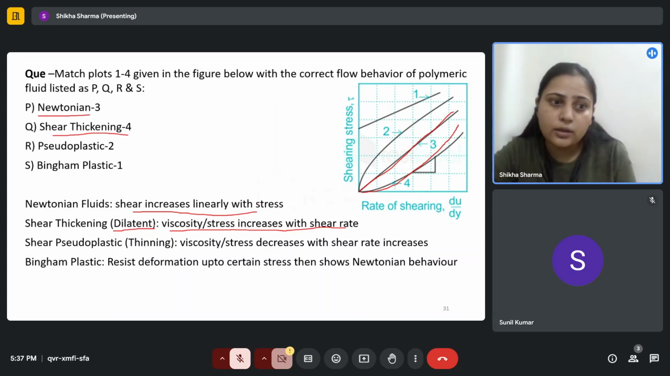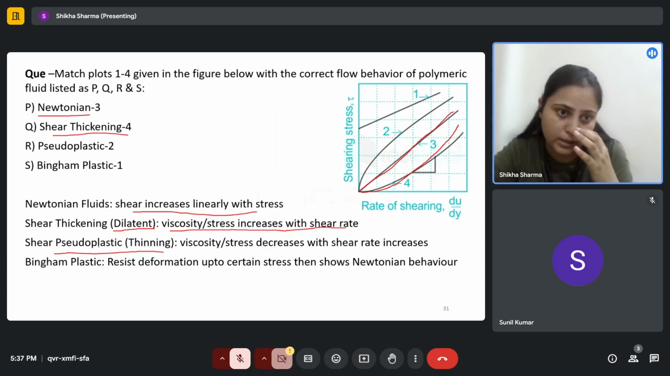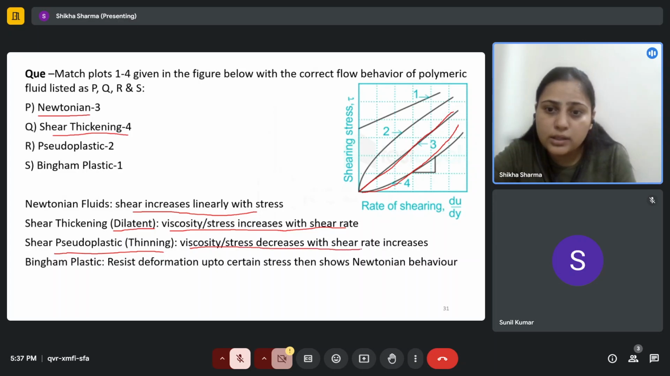In shear thinning, or pseudoplastic fluids, viscosity or the stress decreases with increase in the shear rate. So when the shear rate increases, the viscosity decreases, which is denoted by the 2 line.